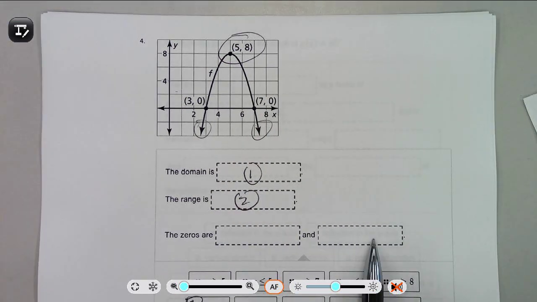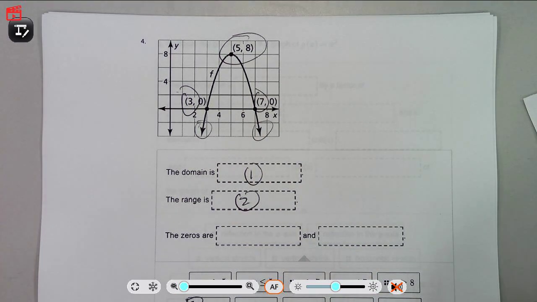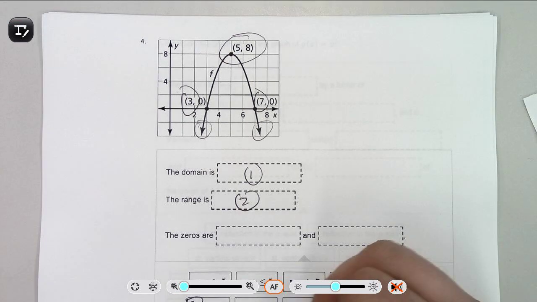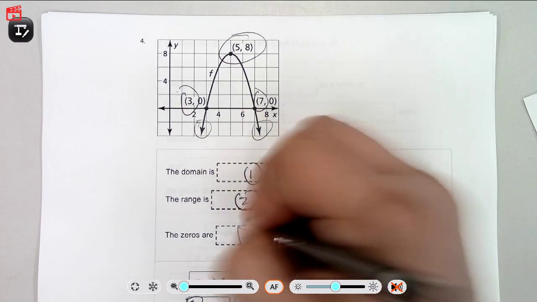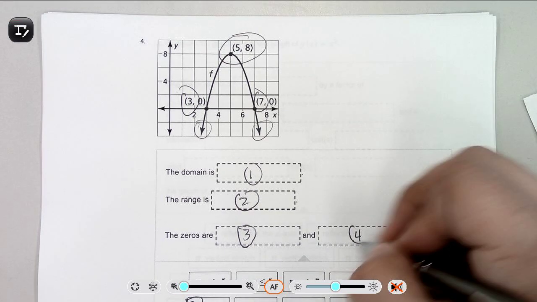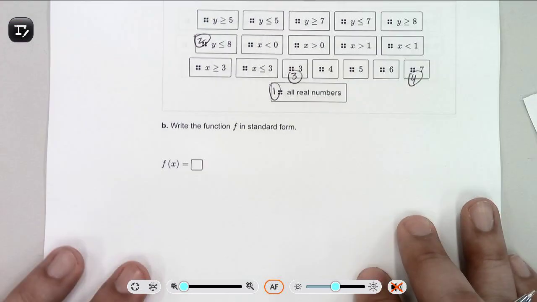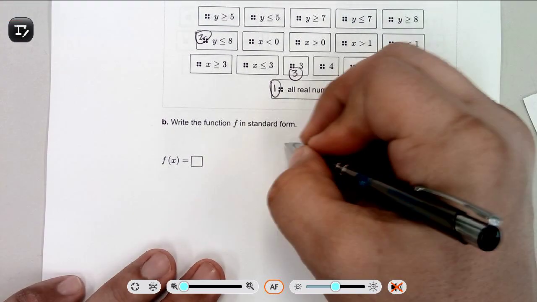And then the zeros, the solutions. There's one at 3 and there's one at 7. So there's one at 3. So that's box 3. And there's one at 7. That's box 4. And we're asked to write the function in standard form. And we have some working room. So we're going to use intercept form.